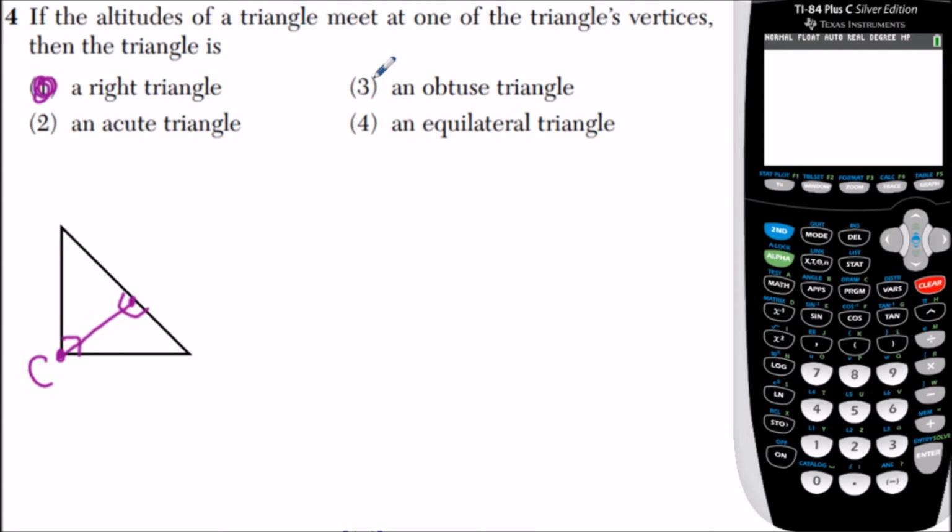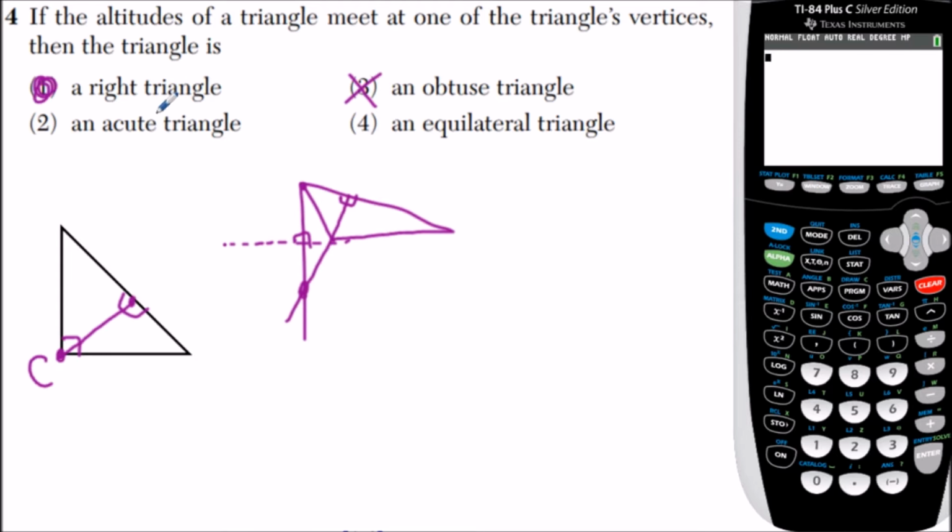Now the reason why it's not choice 3: if I were to draw an obtuse triangle, which is really just a triangle that has an angle bigger than 90 degrees, this altitude here extends outside the triangle, and if I were to draw an altitude here, see, here's my 90-degree angle, here's my 90-degree angle, the altitudes intersect outside the triangle. So it's definitely not this one.